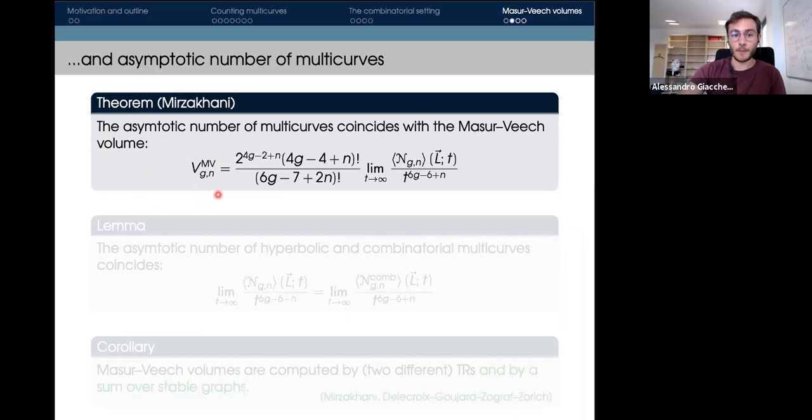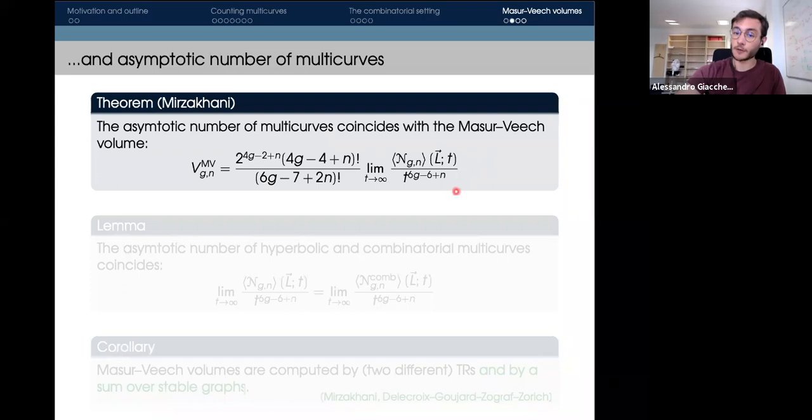In other words, these Masur-Veech volumes, up to a certain combinatorial constant that I don't care about, are equal to the limit when t goes to infinity of this average number of multicurves. Remember that t is the cutoff parameter. So when you send it to infinity and normalize it properly, what you get is these Masur-Veech volumes. This is one other reason why you should care about this counting of multicurves.